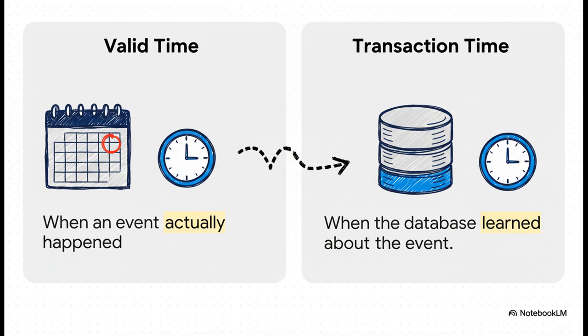First up, you've got valid time. This is when something actually happened out in the real world. A contract was signed on Tuesday, a trade was executed at 10:05 a.m. Then you've got transaction time. This is when your database was told about that event, which might have been Wednesday. See, they aren't always the same, and being able to separate them is the key to unlocking the real history.